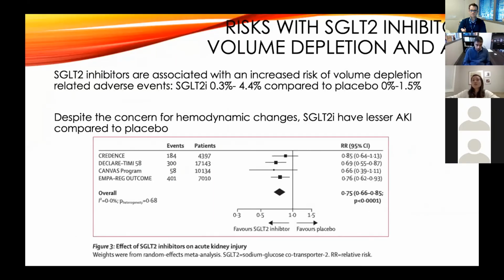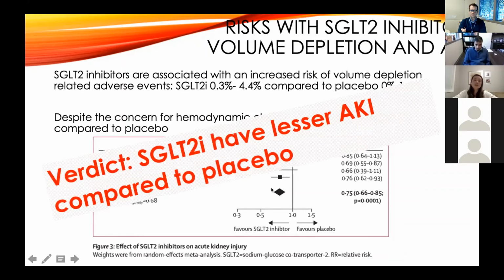So how about volume depletion and AKI? It is found that SGLT2 inhibitors are associated with increased risk of volume depletion and related adverse events, with SGLT2 inhibitors showing 0.3 to 4.4% compared to placebo at 0% to 1.5%. Now, despite the concern for the hemodynamic changes, SGLT2 inhibitors have lesser AKI compared to placebo. So the verdict is SGLT2 inhibitors have lesser AKI compared to placebo.